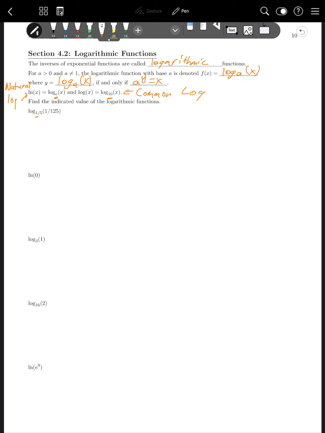So the idea behind finding the value of a logarithmic function is simply asking what power you have to take the base to, to get the number inside. So basically I have to fill in this blank: 1/5 to the blank power equals 1 over 125. The answer to that question is the value of the logarithm. In this case, that is 3. 1/5 to the third power is 1 over 125. So log base 1/5 of 1 over 125 is equal to 3. Okay, so that's the idea.